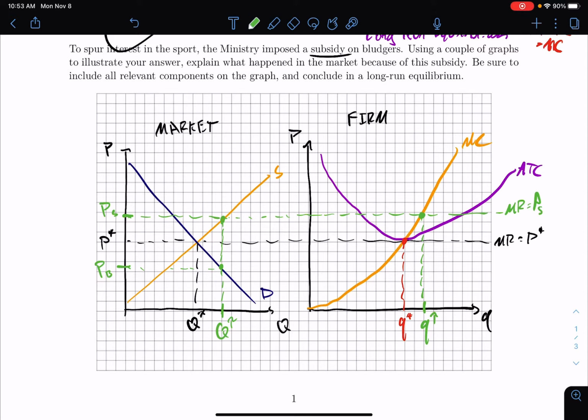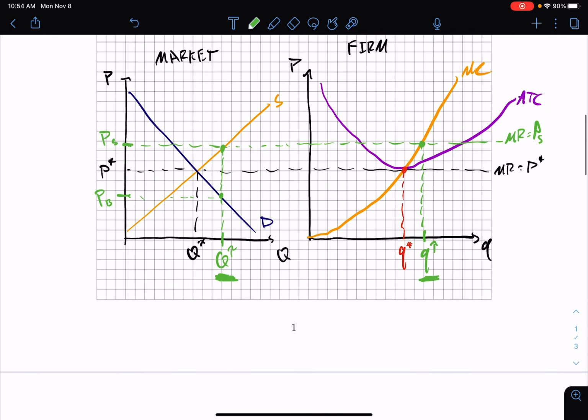So in response to the subsidy, the price for the seller has gone up, the price for the buyer has gone down, and the quantity in the market has gone up. We've also seen that the firm is also producing more. So some of this increase in Q is coming from this individual firm.